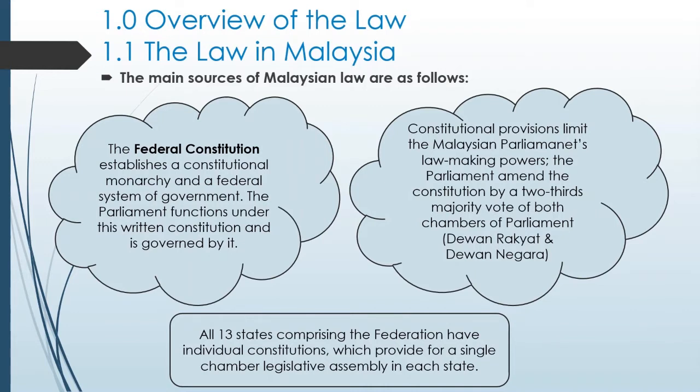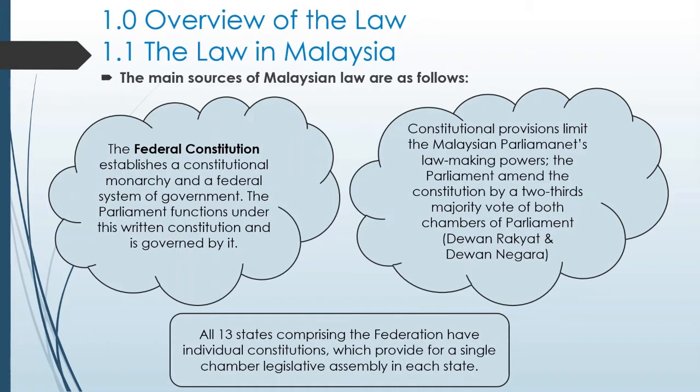Today, I am going to present the overview of the law. Firstly, the law in Malaysia. The main sources of Malaysian law are as follows. The Federal Constitution established a constitutional monarchy and a federal system of government. The Parliament functions under this written constitution and is governed by it. Constitutional provisions limit the Malaysian Parliament's law-making powers. The Parliament amends the constitution by a two-thirds majority vote of both chambers of Parliament.